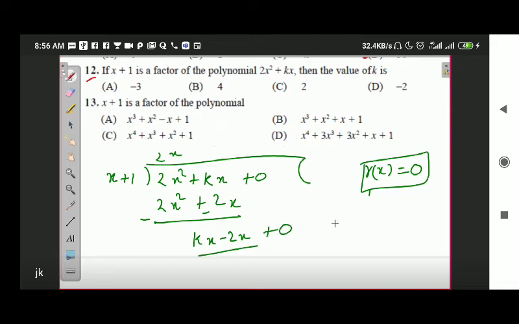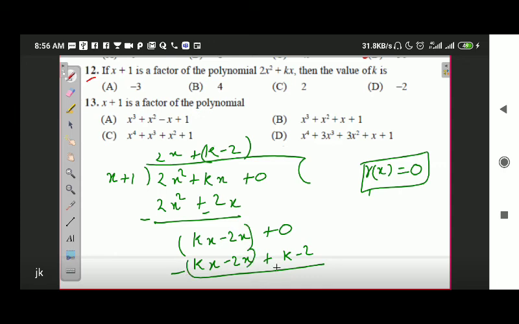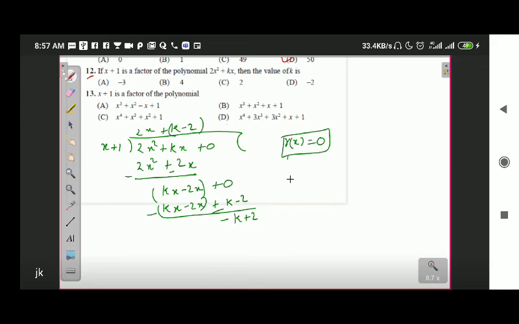Or you can try to simplify it more, plus k. So this will be kx minus 2x plus k minus 2 minus minus. So this will be minus k plus 2. Like I have already told you, we are going to put the remainder as 0. That must mean the value of remainder here is minus k plus 2. We will let the remainder be equal to 0.